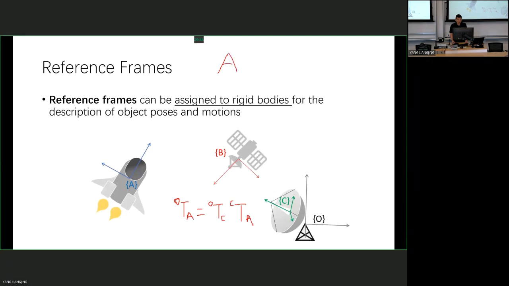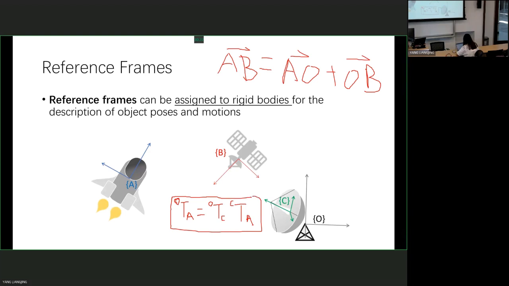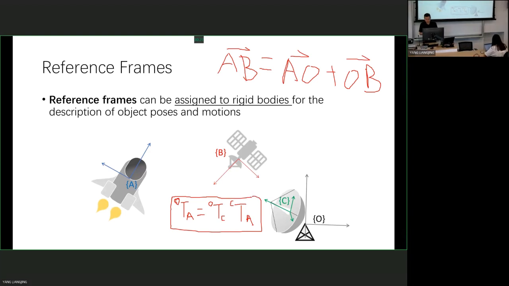Let's say I want to find vector AB. I can actually take A0 plus B0B. That is simple vector summation, but it is very convenient if we use this matrix multiplication. Later on, we will look at this. This is actually what we call homogeneous transformation matrix. So this T is a homogeneous transformation matrix. Just to give you a heads up, if we have all this information, we can change this observer from one point to another.